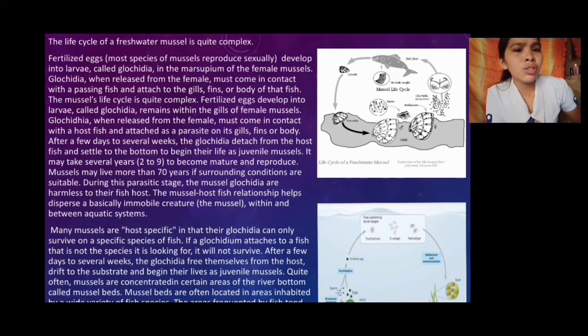After a few days to several weeks, the glochidia detach from the host fish and settle to the bottom to begin their life as juvenile mussels. It may take several years, 2 to 9, to become mature and reproduce.